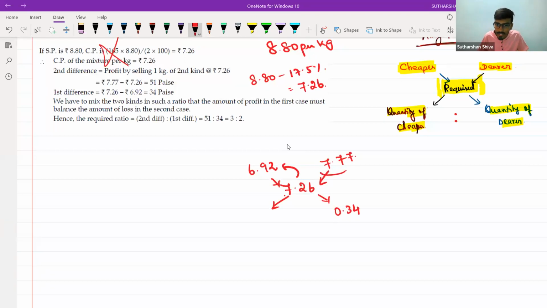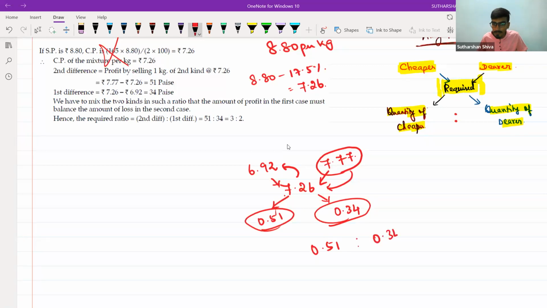Then what is the highest value here? 7.77 minus 7.26. What value will get? 0.51. 0.51, 0.34. 0.51 is to 0.34. I can write it as 51 is to 34. It is in the ratio of, this comes under the 17 table. So I will write it is 3 is to 2. The simplest form of this 51 is to 34 is what? 3 is to 2.